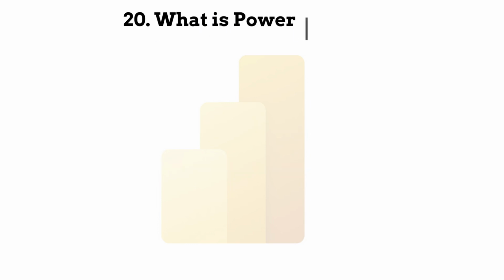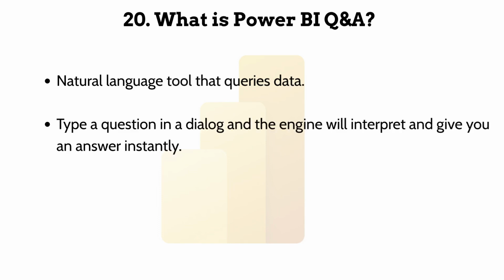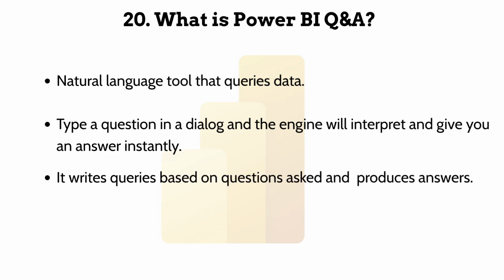Question 20. What is Power BI Q&A? This is a natural language tool that helps in querying your data and getting the results you need. With Power Q&A, you simply type into a dialog box on your dashboard and the engine will generate an answer instantly. In other words, Q&A interprets your questions and shows you a restated query of what it is looking for in the data.